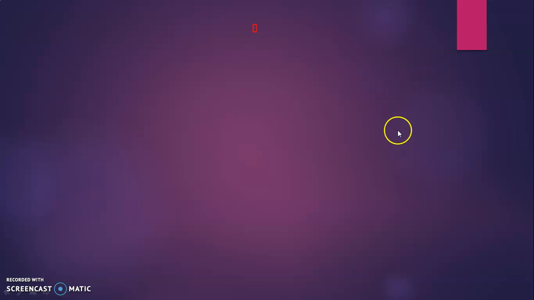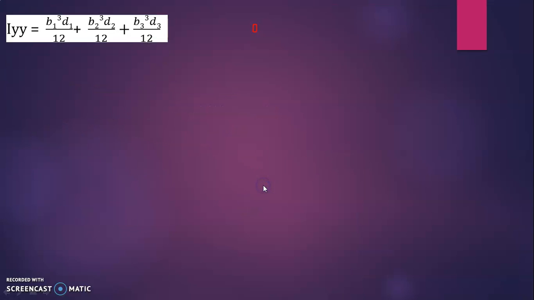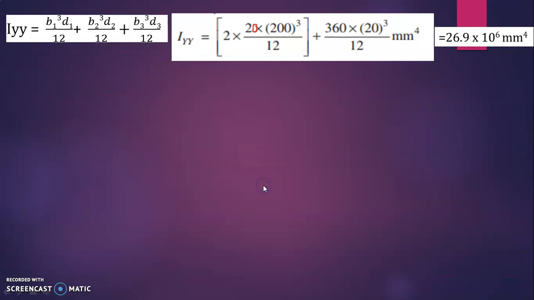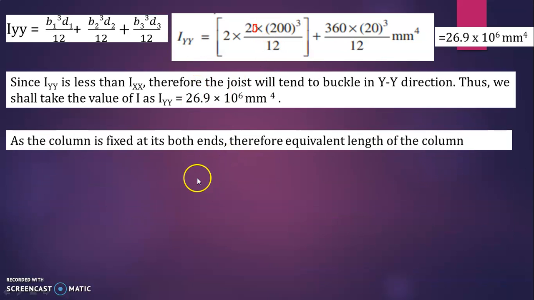What is the first value? That is 366, and here you are getting 26.9. So IYY is less than IXX, therefore the joist will tend to buckle in YY direction. Thus we shall take the value of I as IYY, that is 26.9 into 10 raised to 6 mm^4.